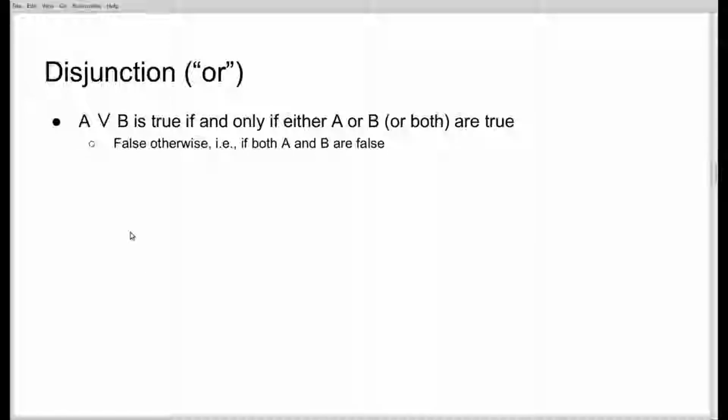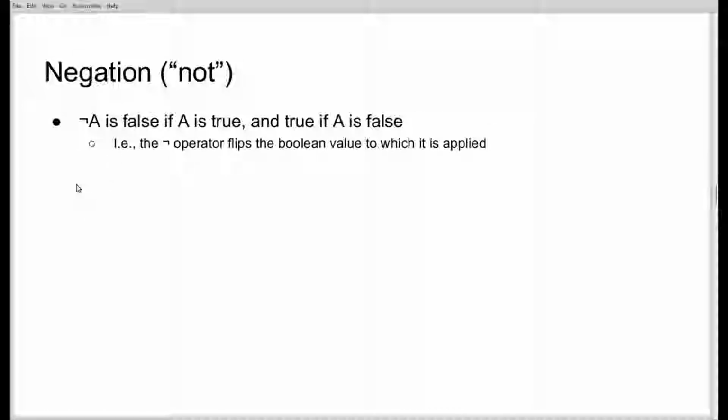The disjunction operator means or, so an expression of the form A or B, that expression is true if either A is true or B is true, or both A and B are true. It is false only in the case where both A and B are false. The negation operator, which means not, essentially just inverts the Boolean value to which it's applied. So if A is true, then the negation of A, not A, is false. And if A is false, then the negation of A is true.